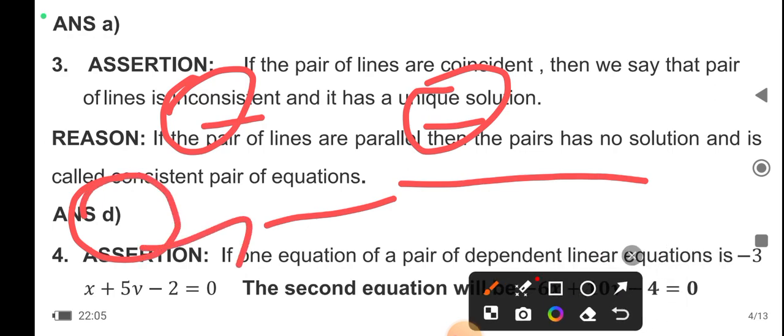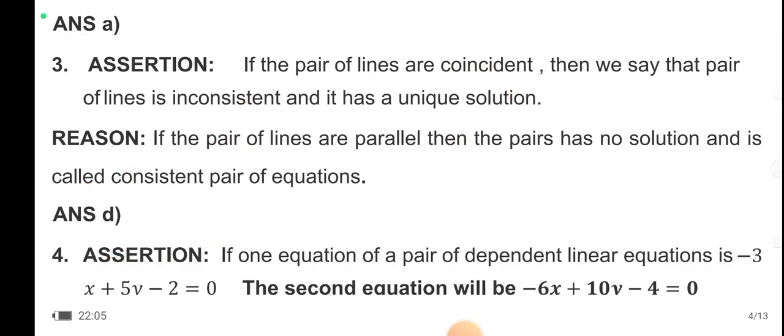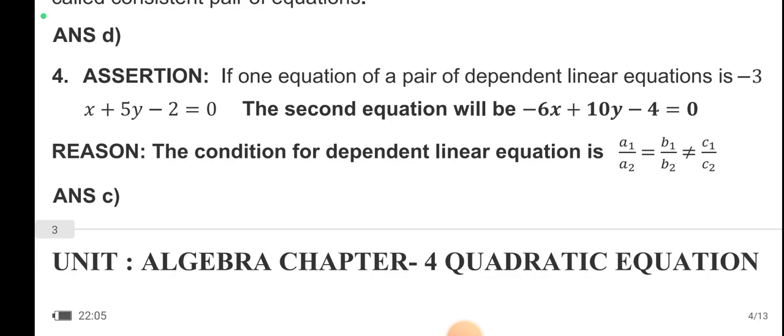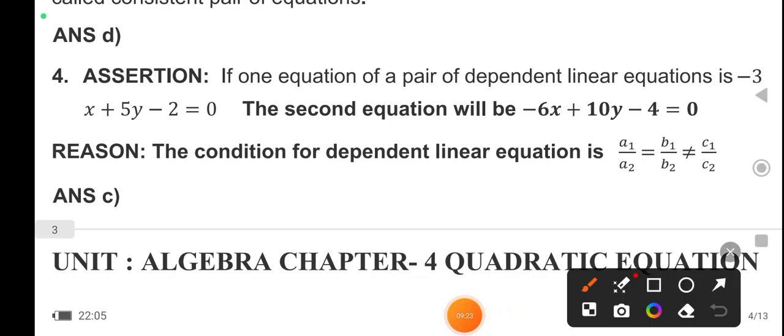See, consistent, not only unique solution. When will it be correct? It's supposed to become consistent with a unique solution. So D. Fourth one. The word dependent is usually used for infinitely many solutions. Even in the book it's mentioned: a pair of dependent linear equations is nothing but infinitely many solutions.